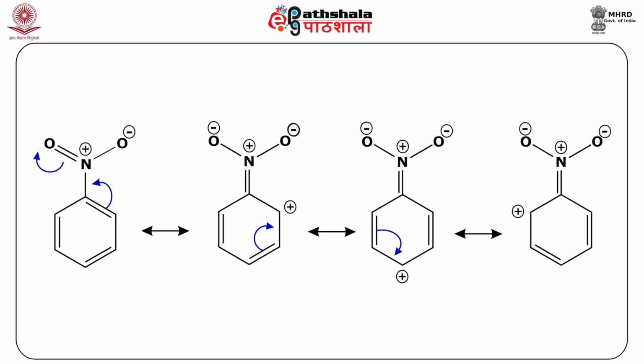These effects are illustrated in the case we have taken here, nitrobenzene. Now, you can see the nitro group is actually pulling the electron density from the benzene ring towards its own oxygen atoms.